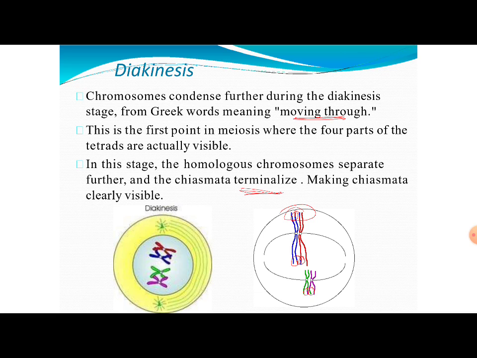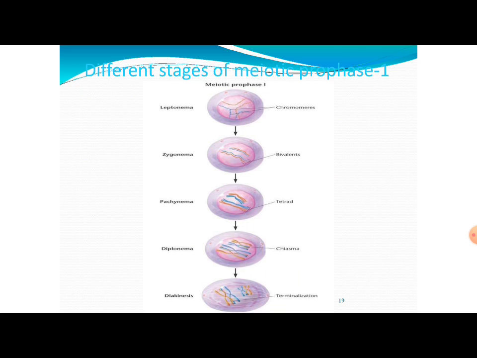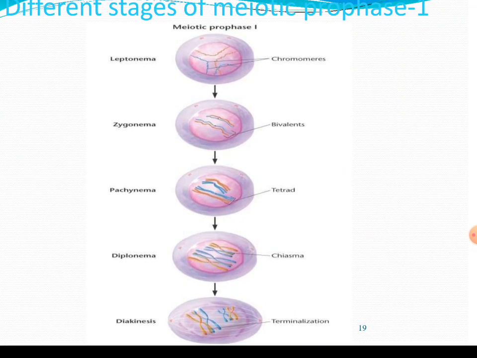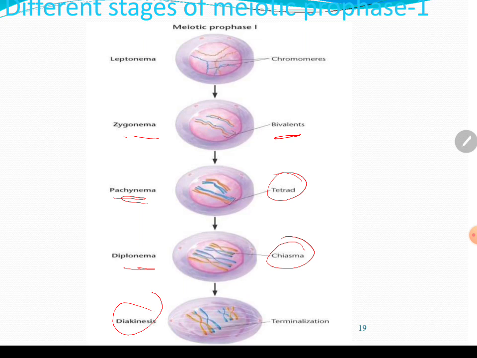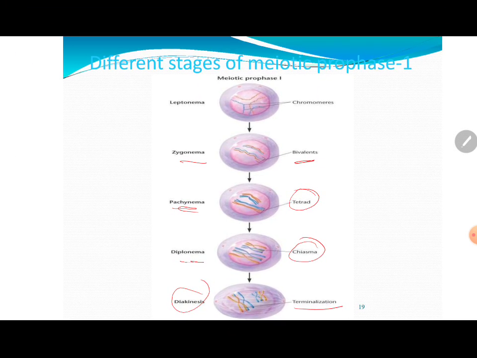So the function of prophase 1 is completed: exchange of material through the process of crossing over between the homologous chromosomes. So these are the different stages of meiosis. You can see the chromosomes. During zygonema, bivalents form. During pachynema, they become tetrads. During diplonema, the chiasmata are clearly visible. And during diakinesis, the chiasmata spread across and terminalize, and crossing over is complete.